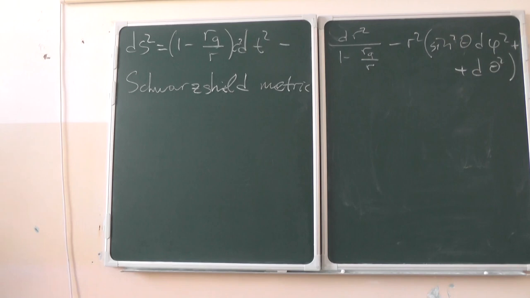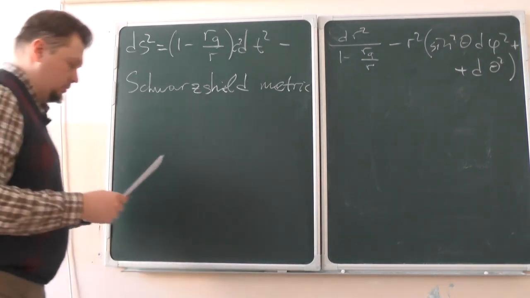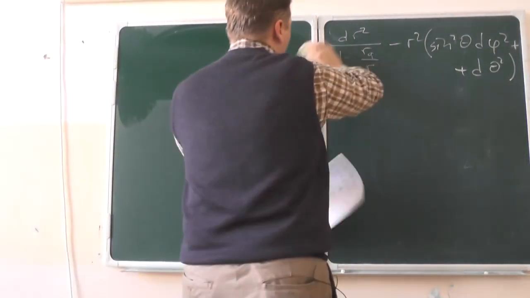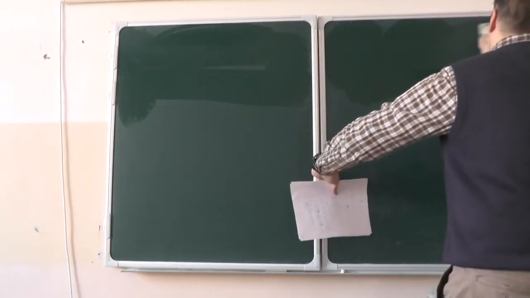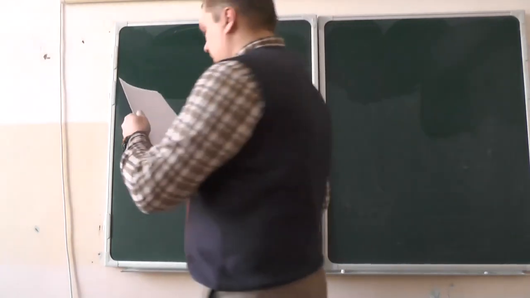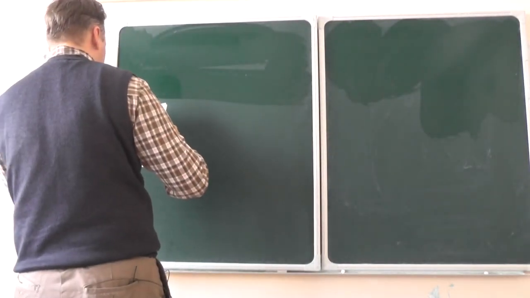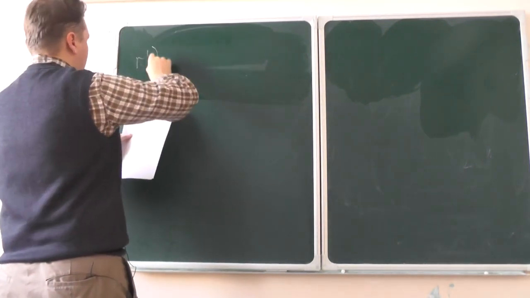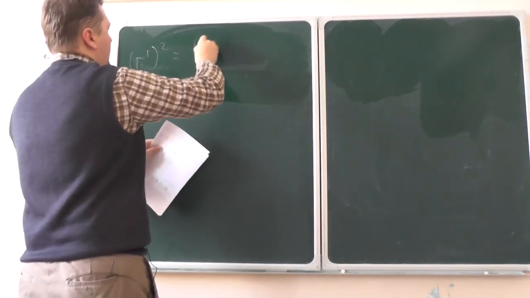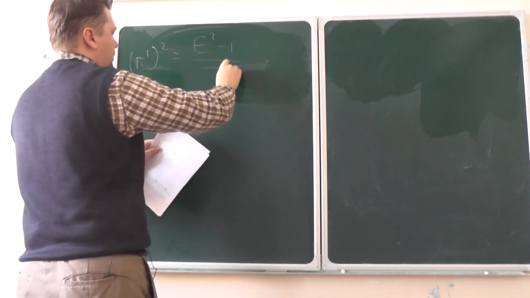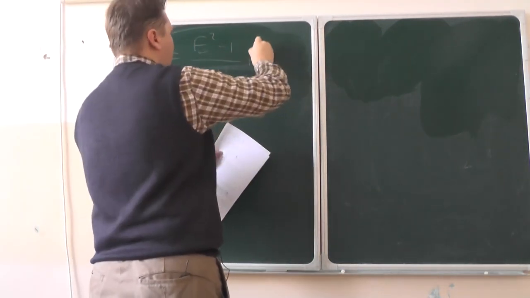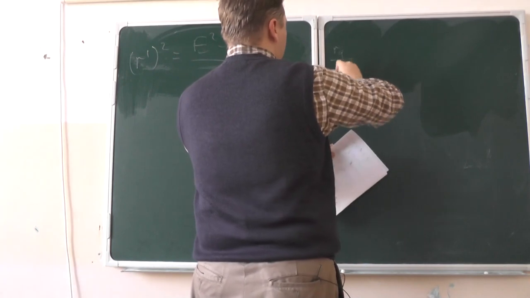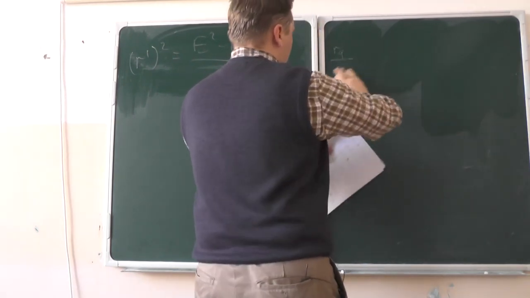So I just want to remind that to estimate this small difference, we should integrate this type of equation. So this was energy, this was angular momentum. This is the gravitational radius.